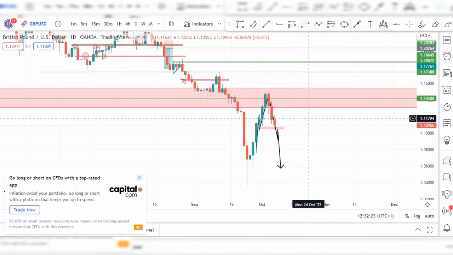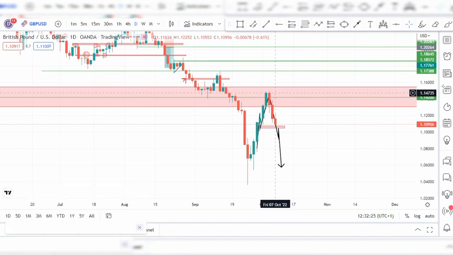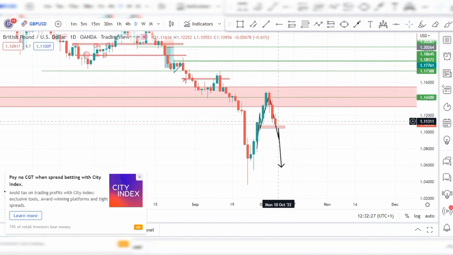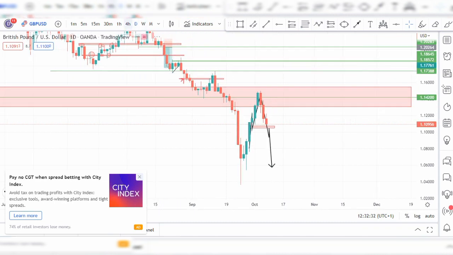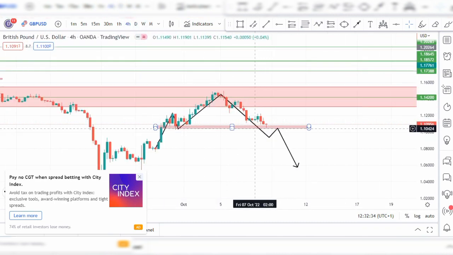And again, if you're like me that haven't entered this trade and you're looking to enter the GBPUSD trade, then on the 4-hour time frame, we'll be waiting for a break of this support level around the 1.106 area or 1.105 area.